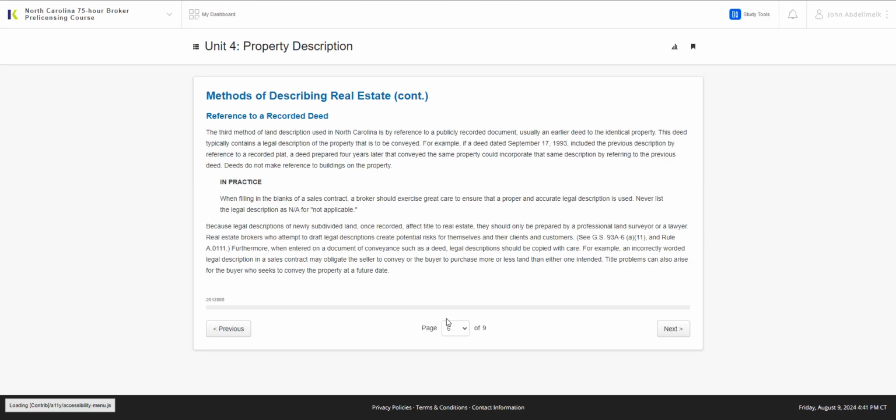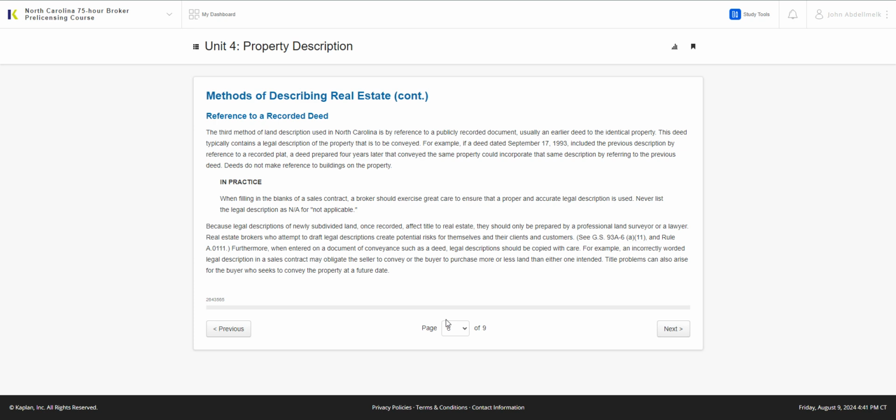This is a safe one for subdivisions. Another way to describe property is by reference to a publicly recorded document, usually an earlier deed to the identical property. This deed typically contains a legal description of the property that's to be conveyed. For example, if a deed dated September 17th, 1993 included the previous description of the reference to a recorded plat, a deed prepared 4 years later that conveyed the same property can incorporate the same description by referring to the previous deed. Deeds do not make reference to buildings on property.